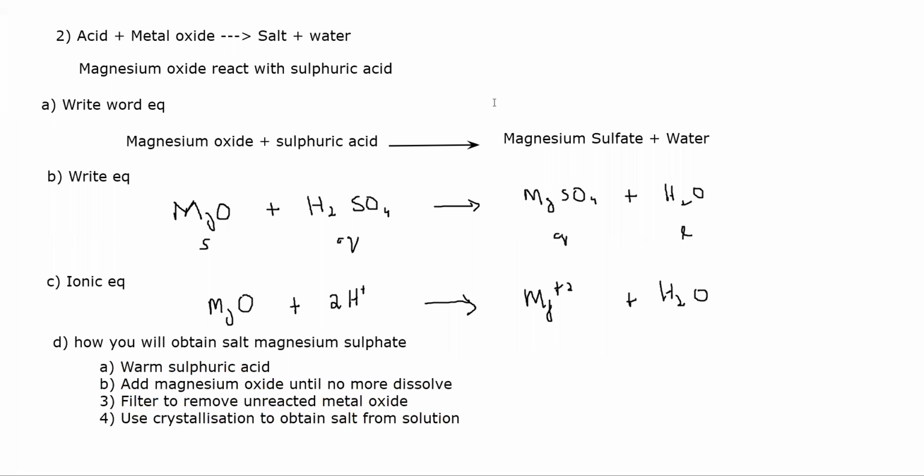Is it clear? The second method, how to obtain a salt when acid is reacting with metal oxide. Take the screenshot of this.